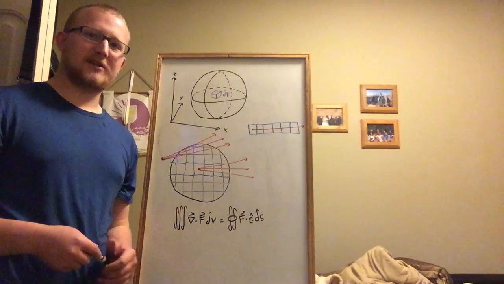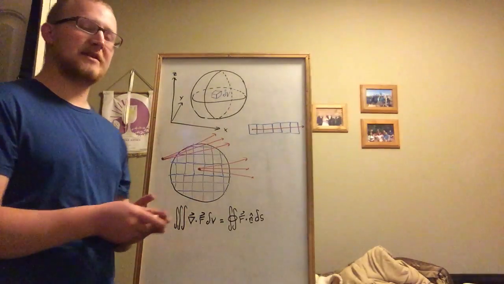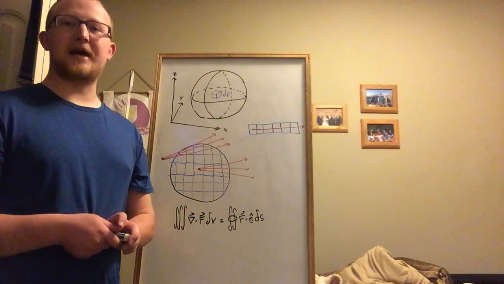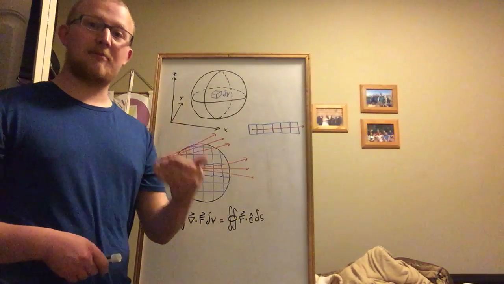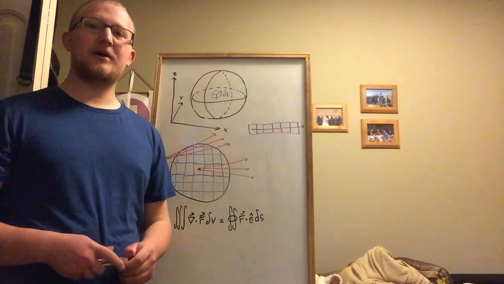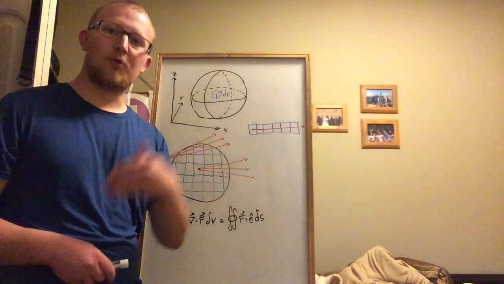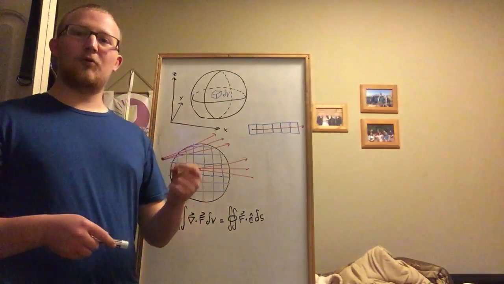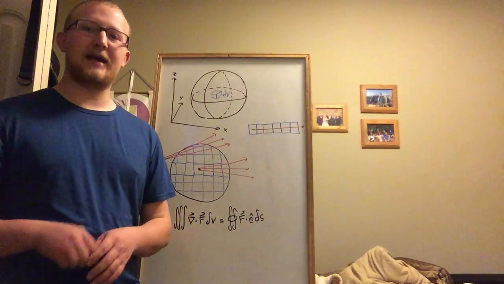Now, if you'll recall with divergence, divergence is the measure of how much goes into a volume versus how much goes out. If the same amount goes in that goes out of a volume, that is zero divergence. If more goes out than comes in, that's positive divergence. And if more goes in than goes out, that's a negative divergence.